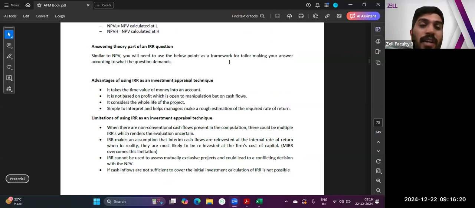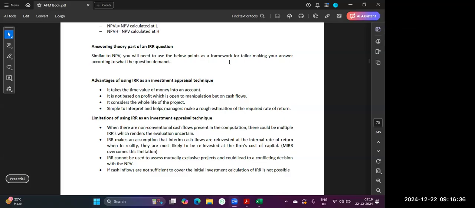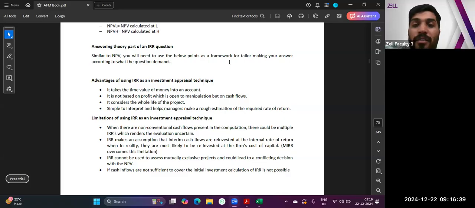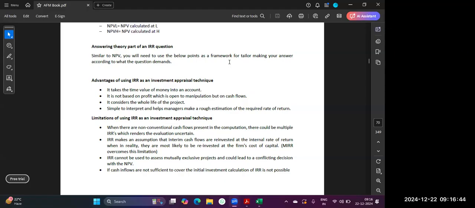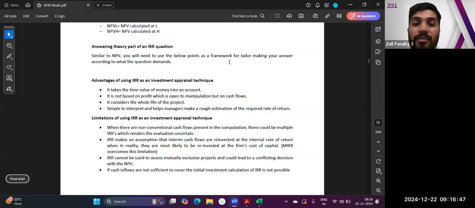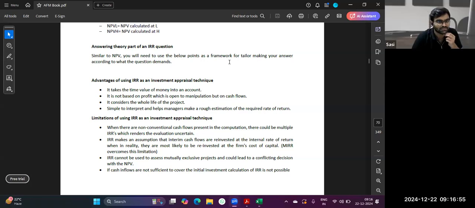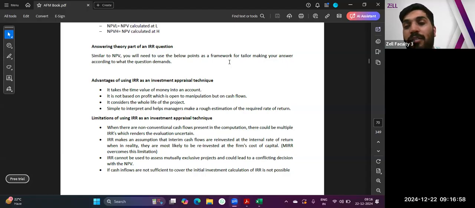Now, what are the advantages of IRR? What are the advantages of NPV we saw yesterday? We use cash flows and not profit. We take into account the time value of money. Then, what else? It considers the whole life of the project.